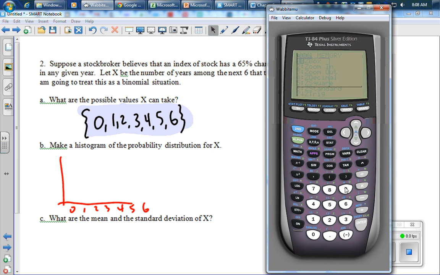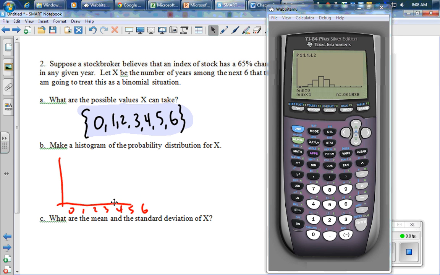Now I can zoom 9 it, and I need to change my window so that I count by 1s instead of by 6s. So my graph looks like this. If you are really concerned about the height, you can hit trace and see how high each of them are. I'm not quite as concerned. What I notice is that the 4 bar is the tallest, and then this one goes down, and this one goes down, and this one's close to the same, and this one's close to the same, and smaller and smaller.